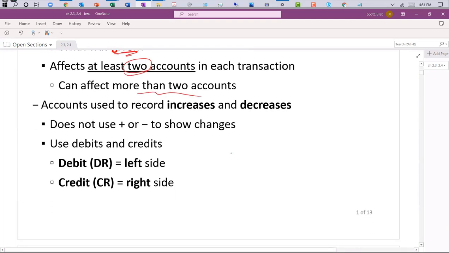One important thing that you need to understand right now is we are not going to record increases and decreases using pluses or minuses. We do not show changes using positive or negative amounts. We use debits and credits to record increases and decreases into certain accounts. Debit means left side, credit means right side.